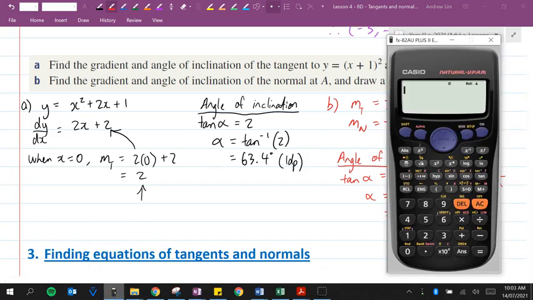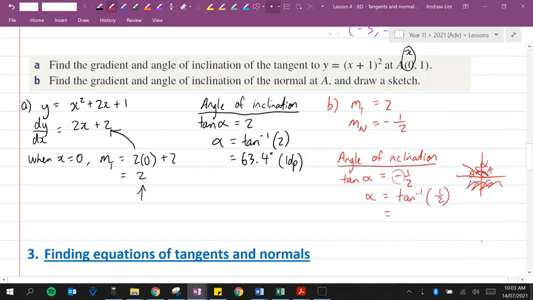So inverse tan of half is 26.6 degrees. So that's theta. Theta is equal to that. So the angle of inclination is 180 minus the 26.6.